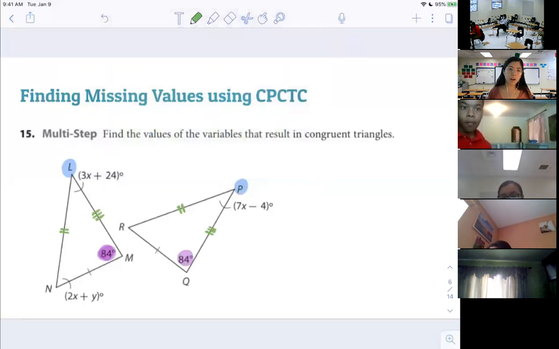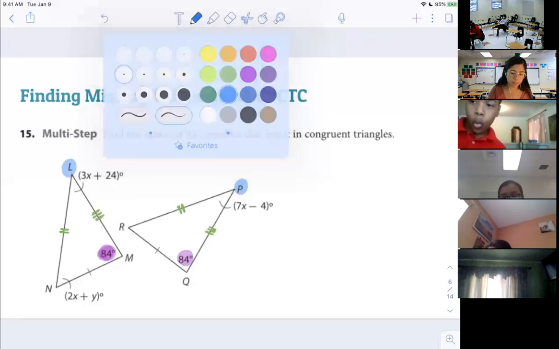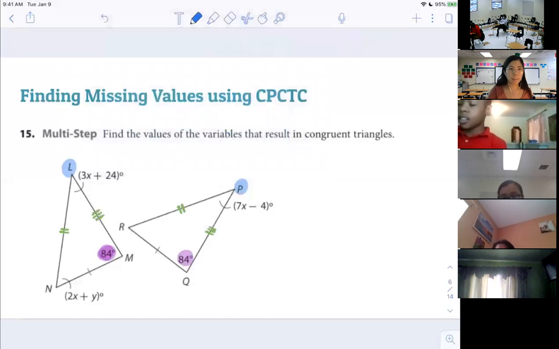So if it was a little hard to tell, you can always tell by looking at which 2 sides that angle is in between. So based on this information, what type of equation could I set up between angle L and angle P? Good, Janelle. So you can set them equal to one another because we know they're congruent. So this would be 3x plus 24 equals 7x minus 4.